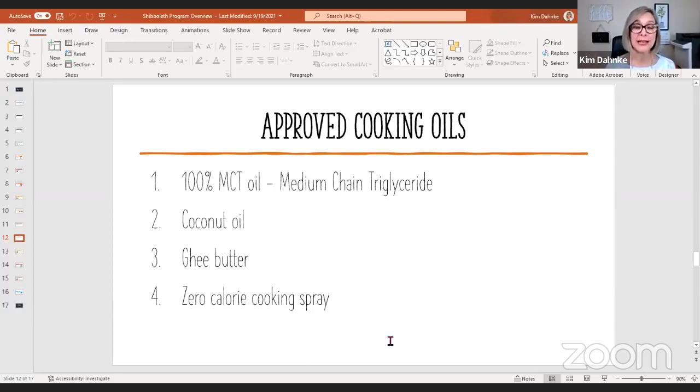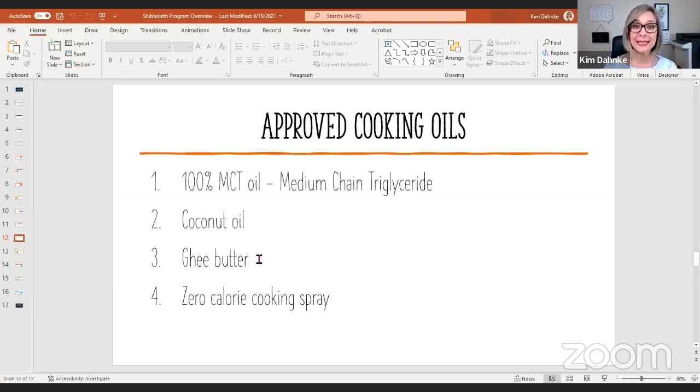We want our body to have to access stored energy. You could also use coconut oil. Coconut oil is 66% MCTs. So that's not 100%, is it? It's 66. 100% MCT oil is kind of like all the MCTs have been pulled out of a coconut oil or a palm oil. Most of them come from coconut oil.